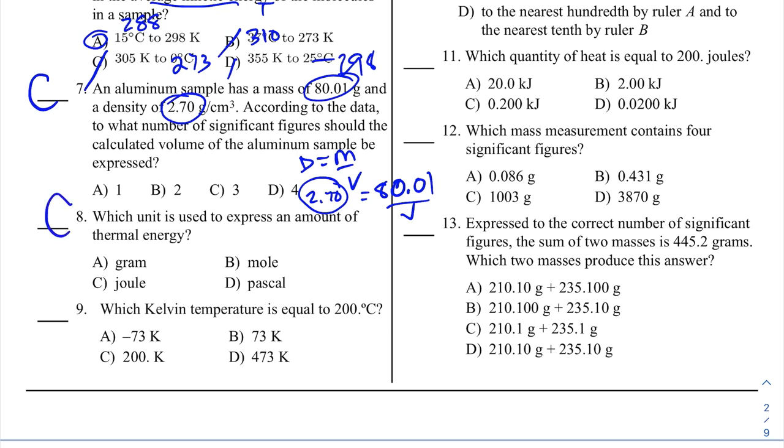Number 9, which Kelvin temperature is equal to 200 degrees Celsius? So 200, once again, we add 273 and we get 473 Kelvin.